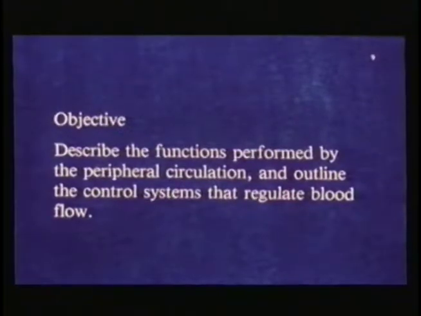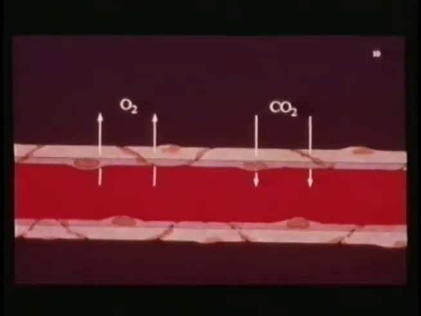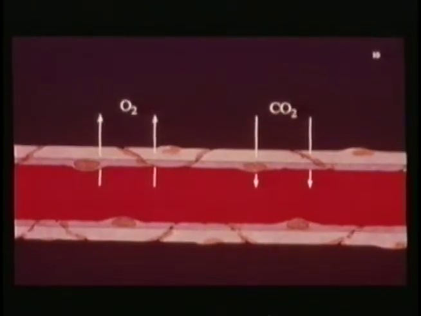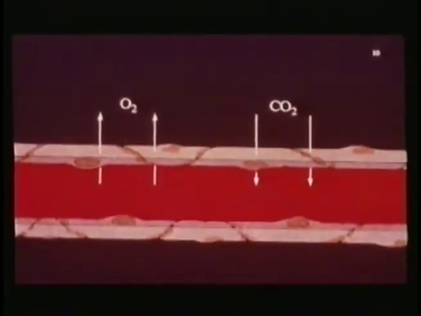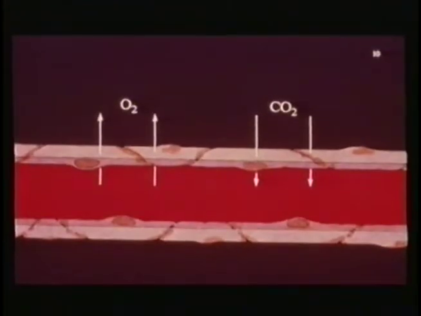9. Your first objective is to be able to describe the functions performed by the peripheral circulation and outline the control systems that regulate blood flow. 10. The peripheral circulation must meet the needs of the individual organs and tissues that it perfuses. In meeting these needs, the peripheral circulation performs a variety of functions. Foremost among these are providing the nutrients required for normal metabolism, especially oxygen and substrates, and removing waste products of metabolism, carbon dioxide, for example.